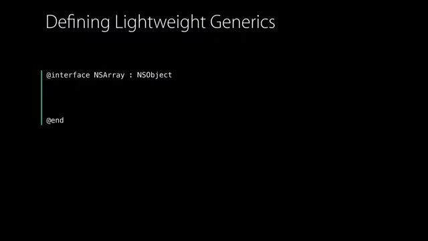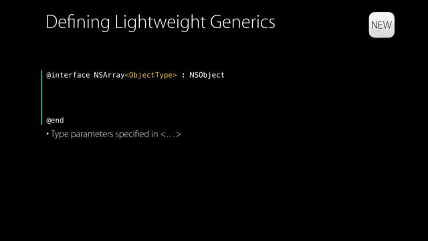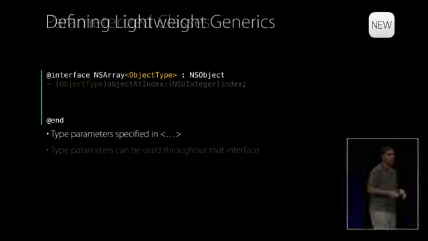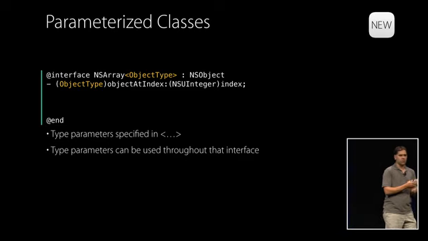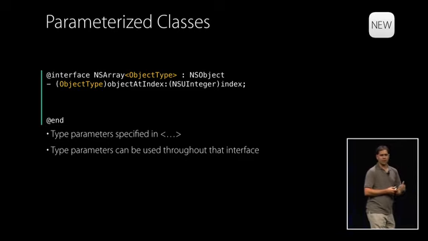So here we have NSArray, as you're used to seeing it. Now we're going to parameterize it based on the object type that's stored in the NSArray. Again, using angle brackets, we're just introducing a name here. We can use that name throughout the interface. So, of course, objectAtIndex returns something of the object type.